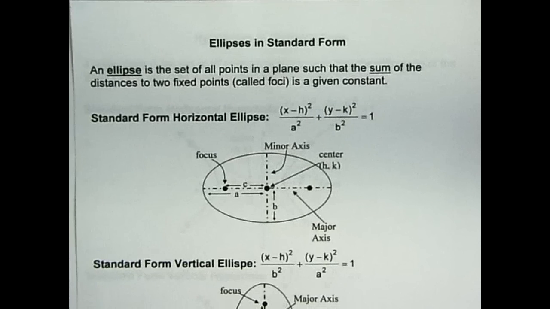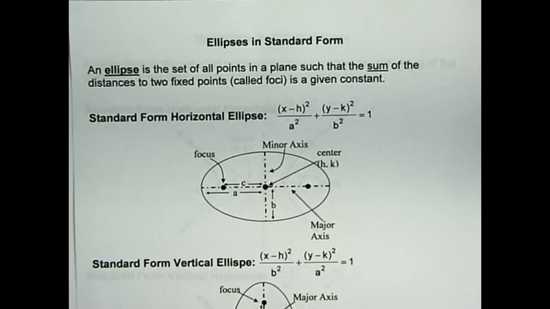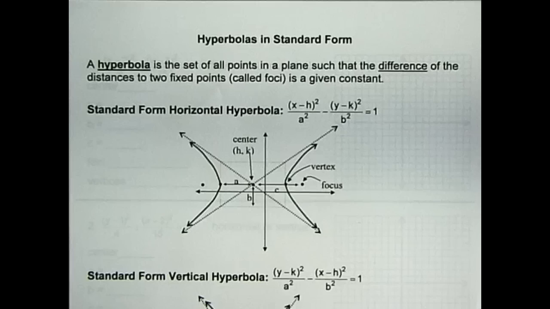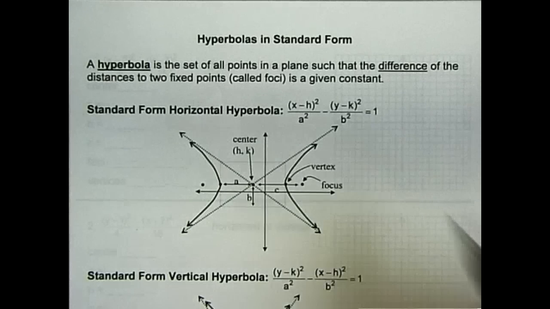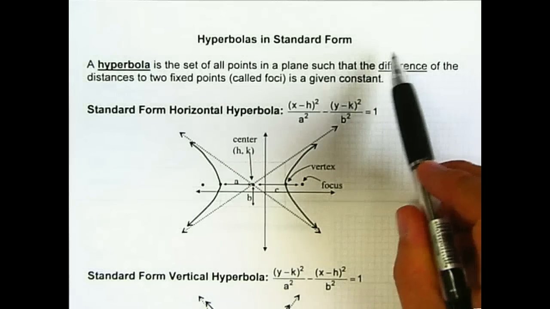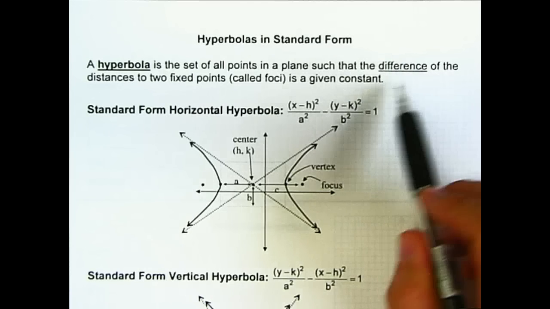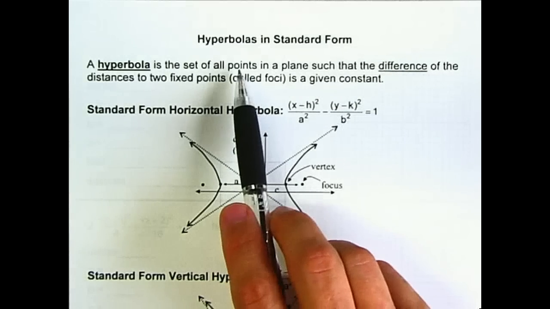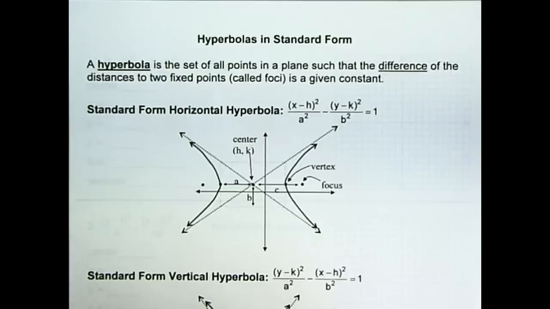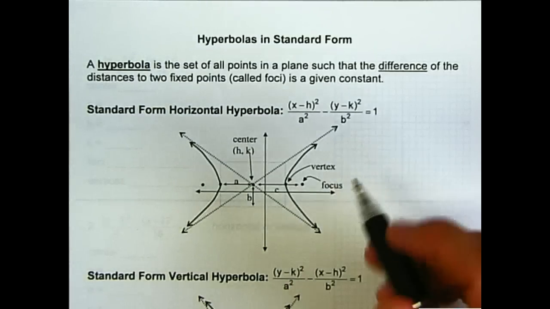As we go through this lesson, I'm just going to keep comparing the similarities between the hyperbolas and the ellipses, just to give you a background on what's going on. So when we look at the differences between the two definitions, a hyperbola is a set of points on a plane such that the difference of the distances to the two fixed points, the foci, is a given constant.